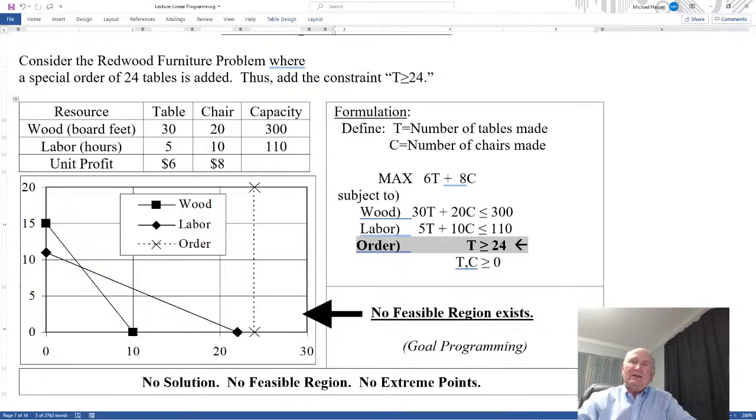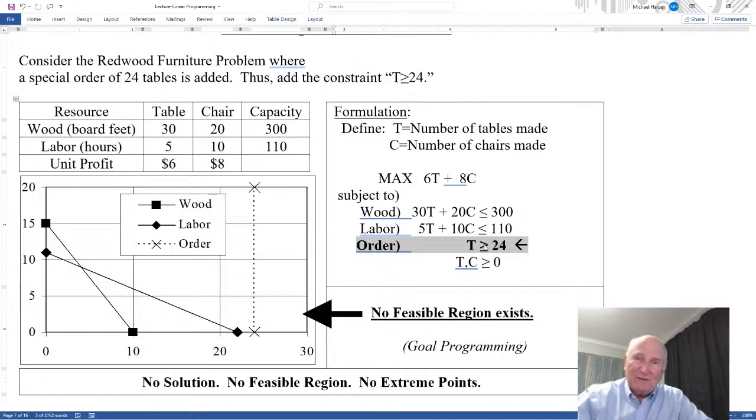Oh, I didn't do that. That's a second goal. She actually gave you two goals. One goal was to make 24 tables. The other goal was to maximize profit. And so then the practical answer, the helpful answer is, solve the goal programming for the 24 tables. Say, here's how much wood and labor I need for 24 tables. Now, above that, I can make as much profit as you want, depending on how much resources you give me.